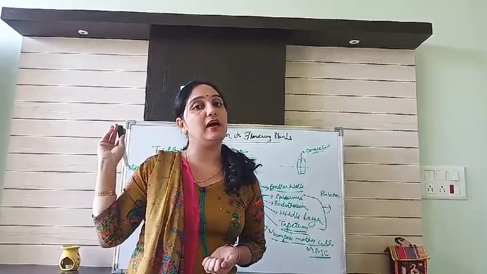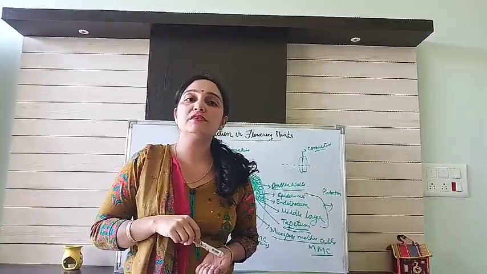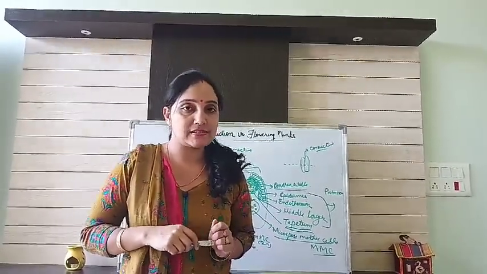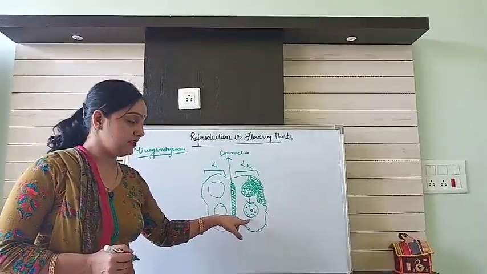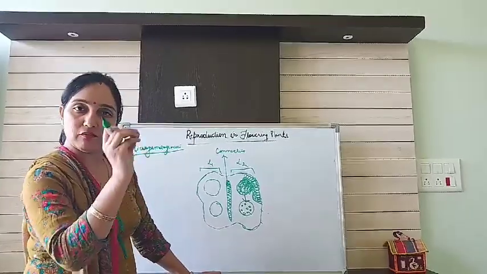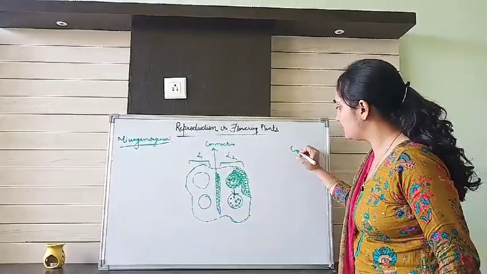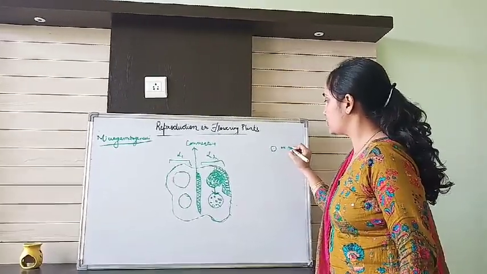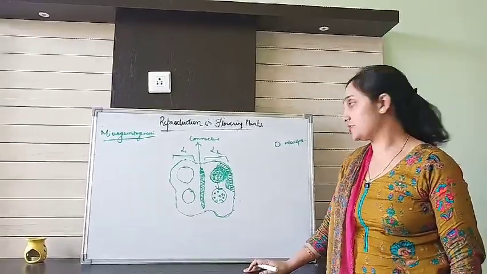We have our microspores. Now these microspores are going to give us microgametes. These are the microspores. Now take one microspore. I am taking a single microspore here. This is a microspore, which we get from the microsporogenesis process.